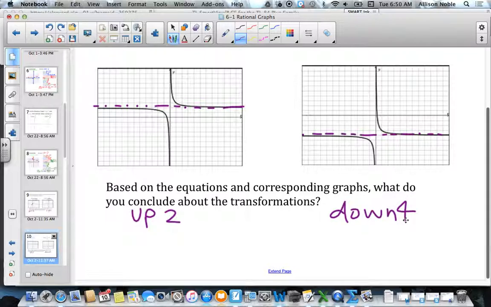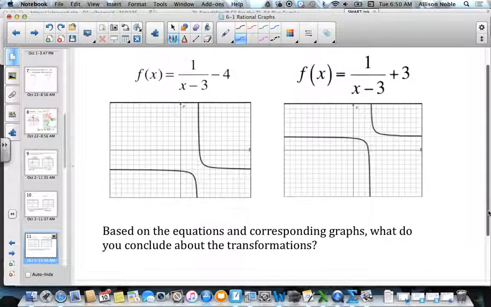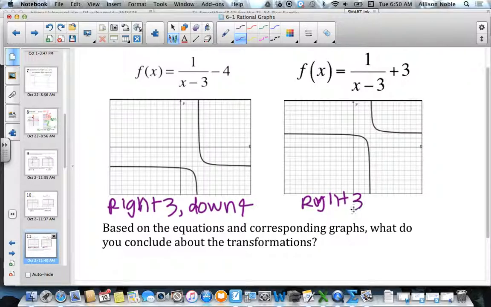And the next ones are a little bit more complex. They have a horizontal and a vertical shift. Based off either the equation or just looking at the graph, this one is going to the right 3 and down 4. And this graph is going right 3 and up 3.